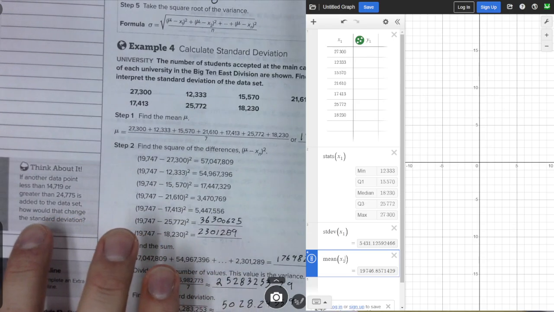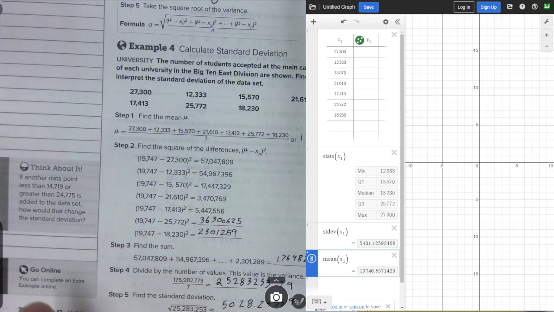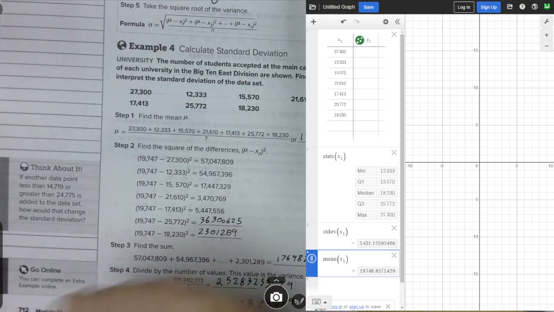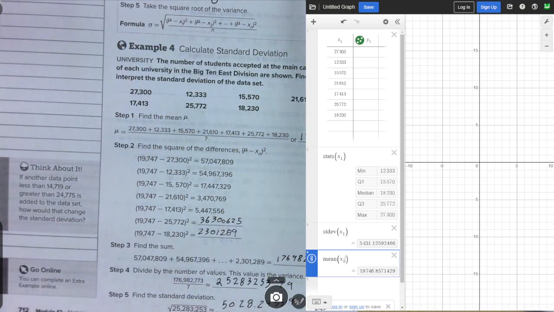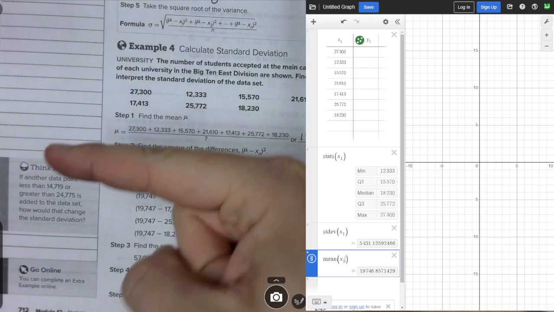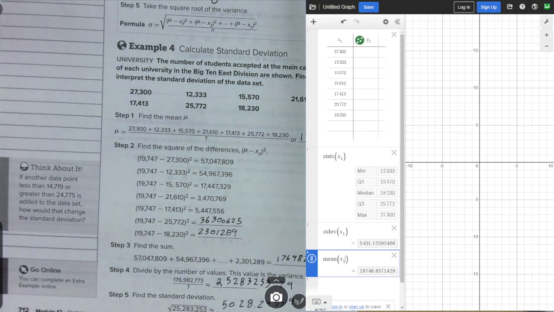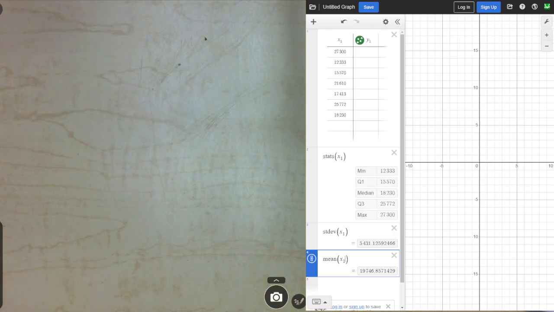If another data point less than 14719 or greater than 24775 is added to the data set, how would that change the standard deviation? If you add one bigger, it slides this way. If you add one smaller, it slides that way. And that's the end of our notes.